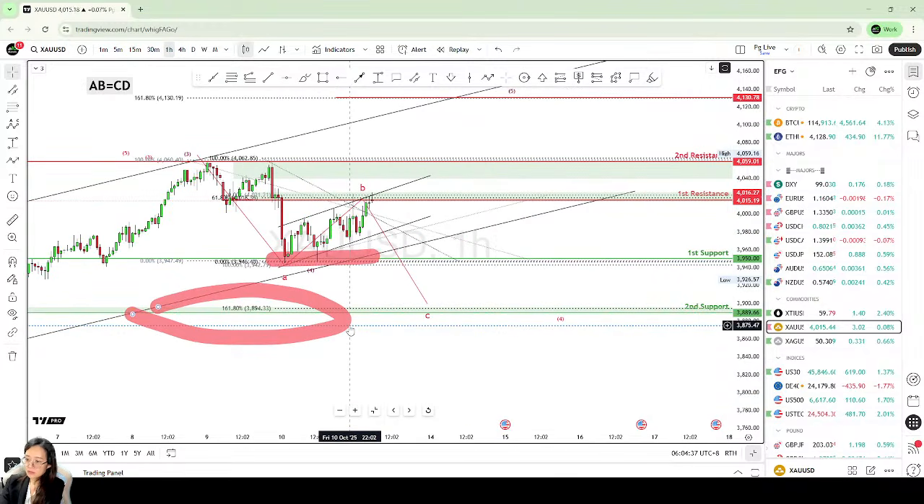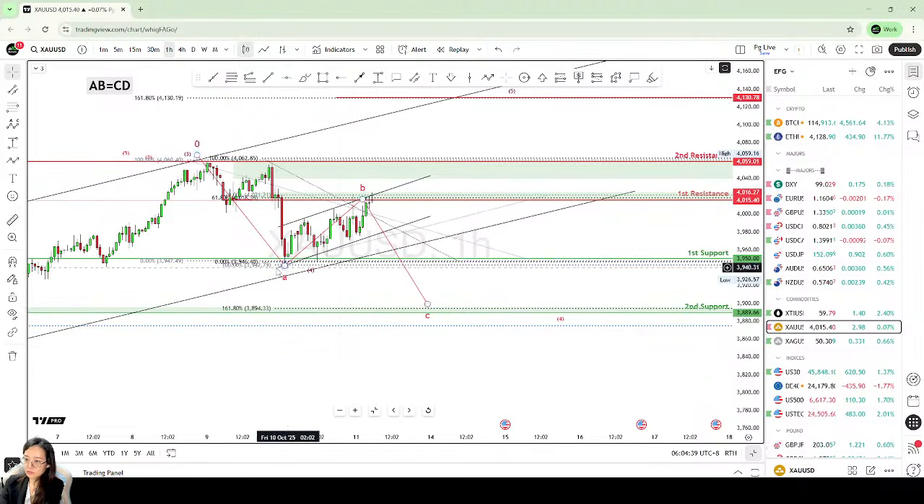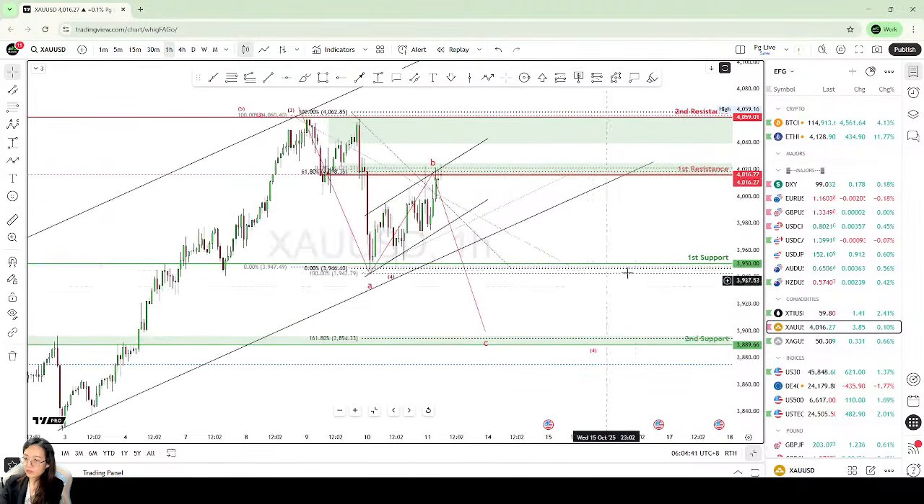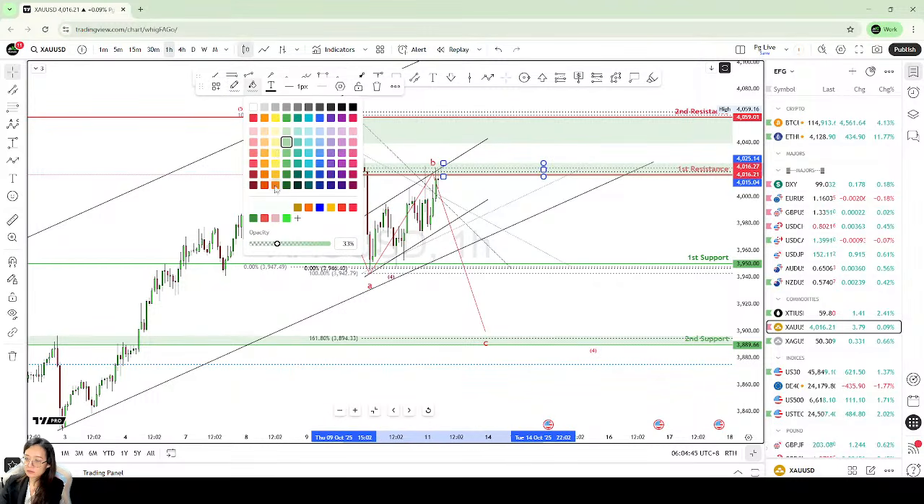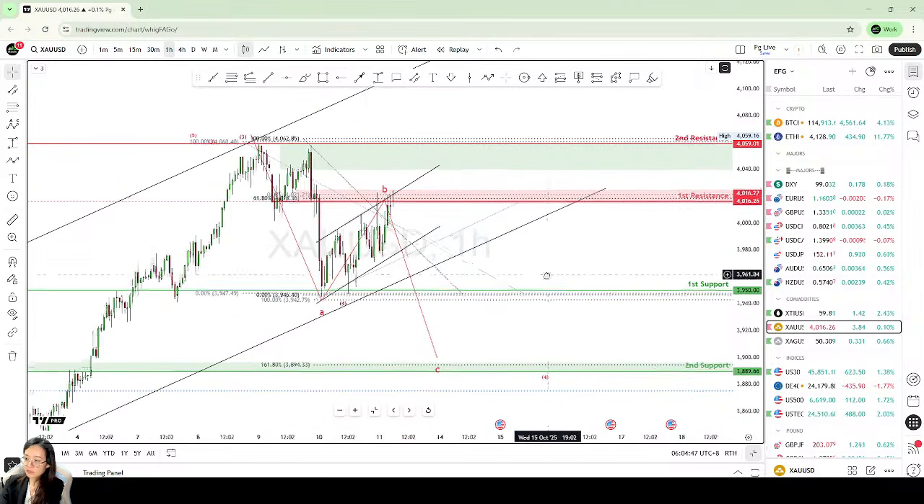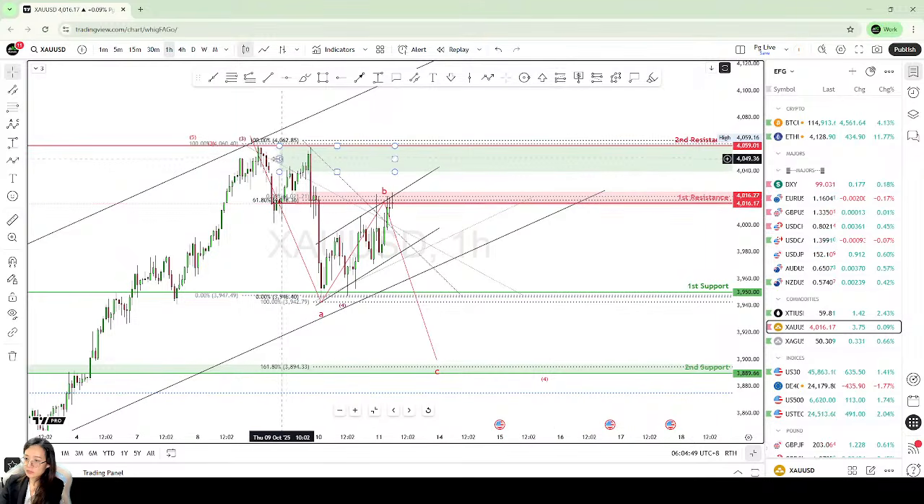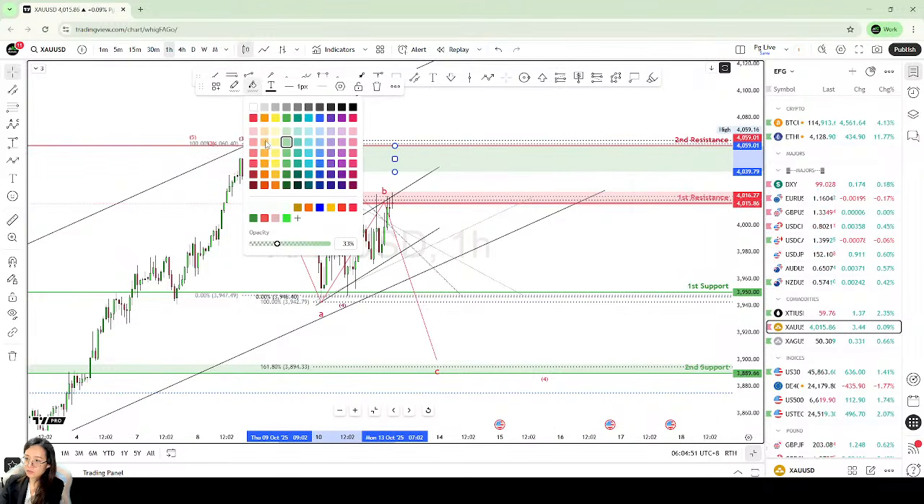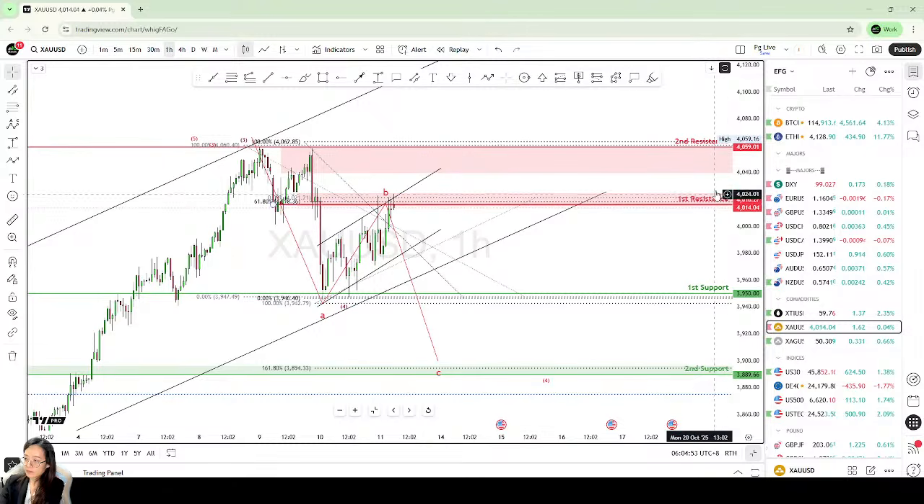Now just wait for the market to do whatever they want in this resistance first. If it breaks, you wait to sell at this second resistance. We have the OB somewhere here. It's quite big, right? So you need to wait for price to go in.